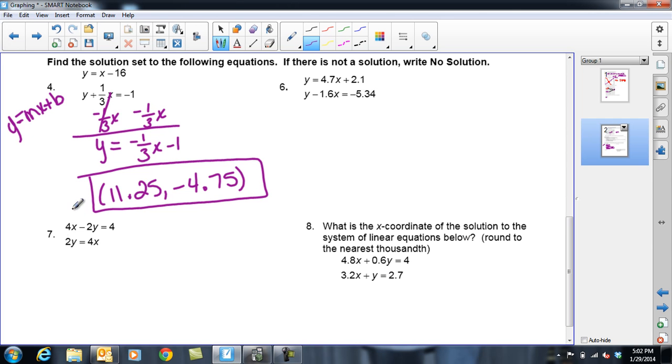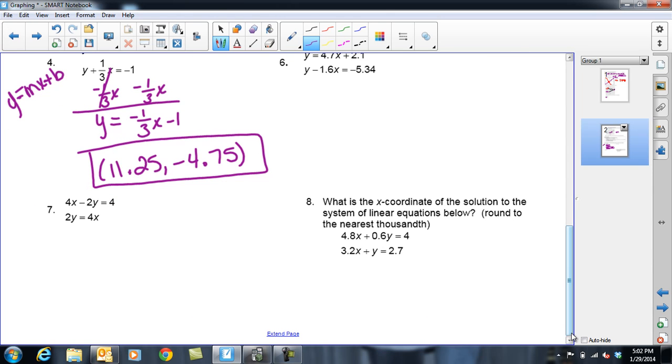So let's look at another one. Let's look at number 7 here, because it says up here if there's not a solution to write no solution. Well, let's see what happens if we don't have a solution. Neither one of these is in this form, so I got to fix that first. So we're going to do the first one.